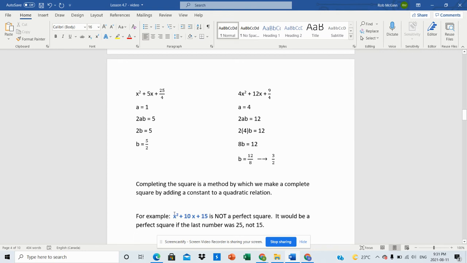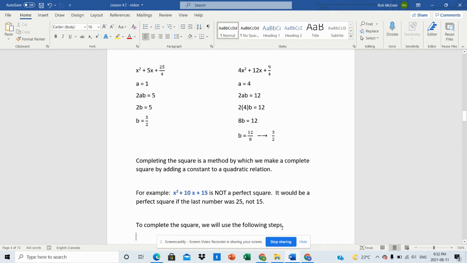Well, 2 times 1 times b is going to be equal to 10. So 10 divided by 2 is 5. And then 5 squared, that's going to be 25. Whoops. So 25, if that was in there, we would have a perfect square trinomial instead of 15. So when we get equations like this, we're going to use the method of completing the square to do just that. We're going to make a perfect square. I'm going to show you how to do that now.